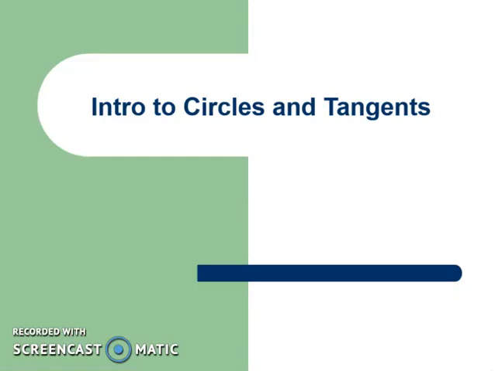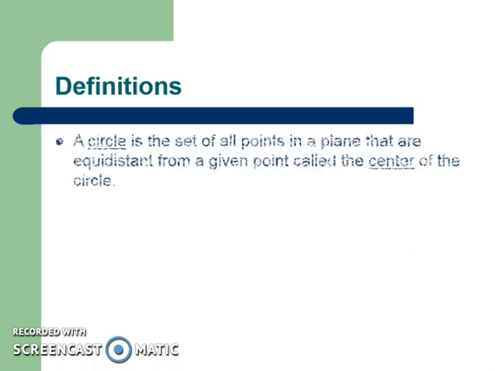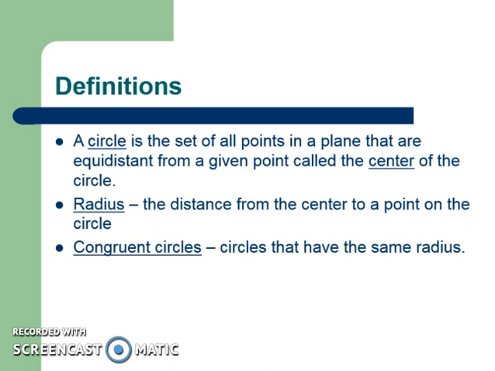Welcome to Unit 8. This is 8.1, Intro to Circles and Tangents. First, let's start with some definitions. A circle is just the set of all points in a plane that are equidistant from a given point called the center. A radius is the distance from the center to any point on the circle. Congruent circles are just circles that have the same radius.